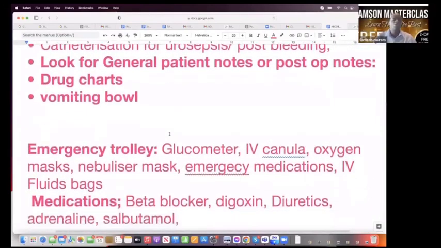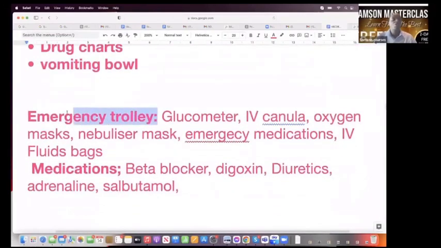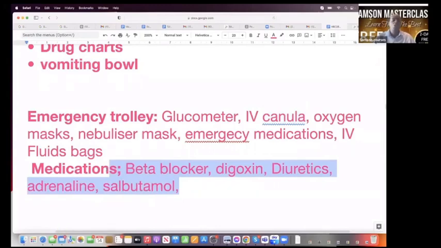Good. So what else do you see around? You may see an emergency trolley where all your equipment is kept. You don't need to do anything here, okay? You just have to know what is around you. So what can you find in an emergency trolley? You find everything you may need: the glucometer, the IV cannulas, the oxygen mask, nebulizer mask, any medications, fluid bags, medication, beta blocker, digoxin, diuretic, adrenaline. Mention them, because they are there for you to do things for real, okay?